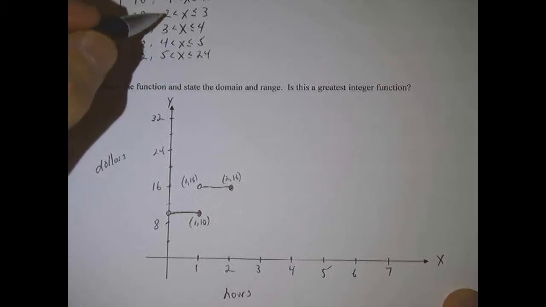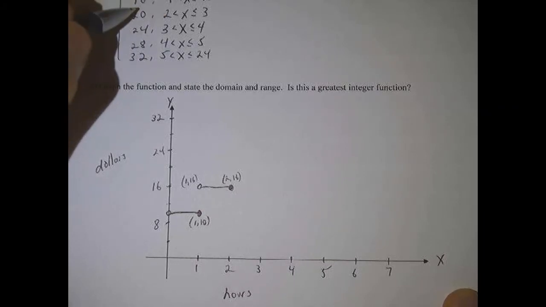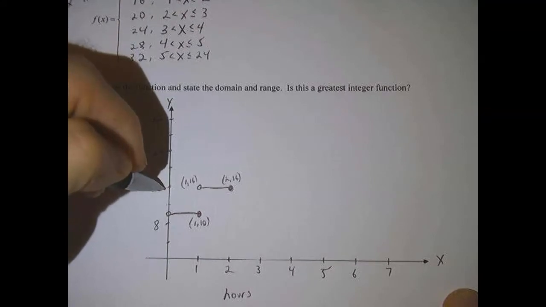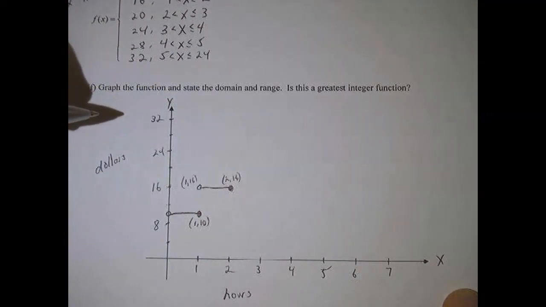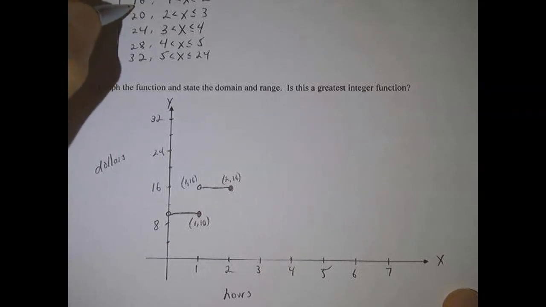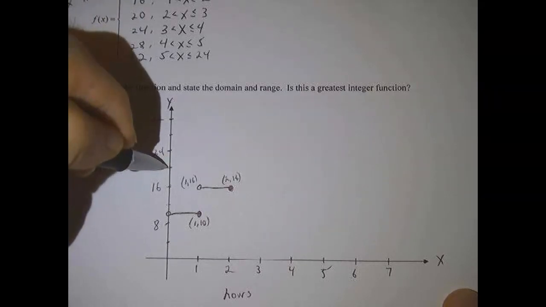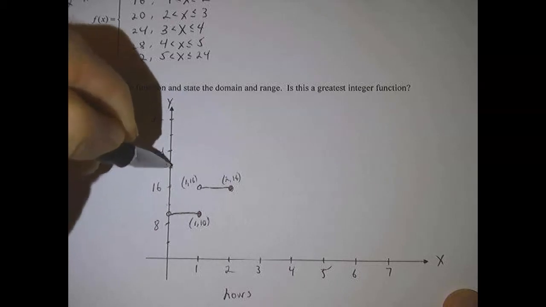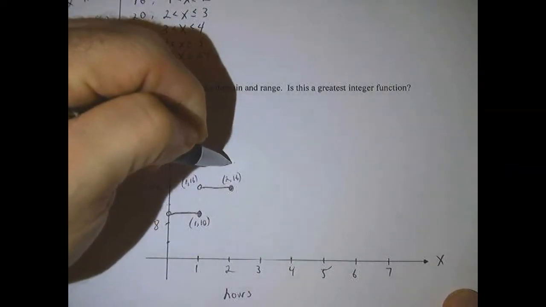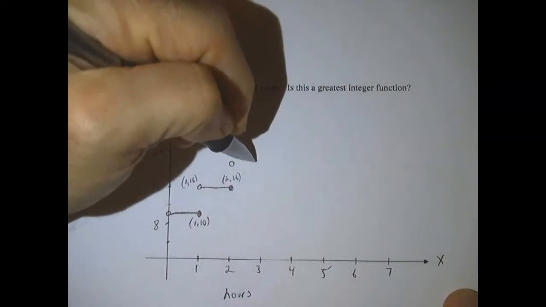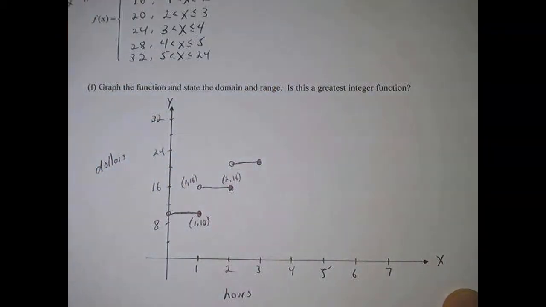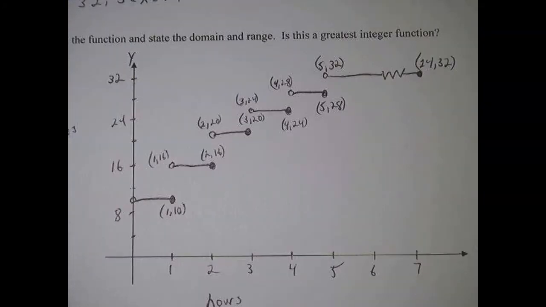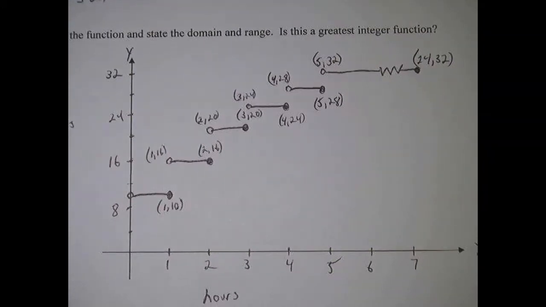So from 2 hours to 3 hours, it's going to jump up to 20. 16, 20, did I make my scale right? I did, yeah, so it's going to jump up to 20. So here, this is 16, this is exactly 20. So it's going to be right about there. And it's going to go to right about there. And I'm just going to fill the rest of this in. Okay, so there's the rest of the graph.